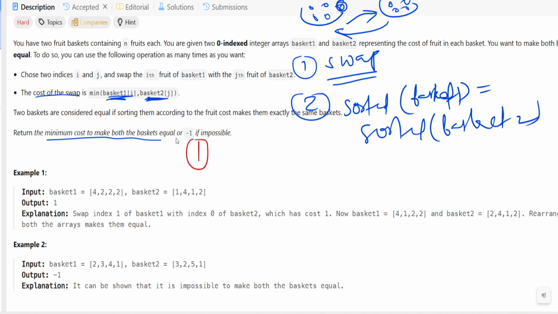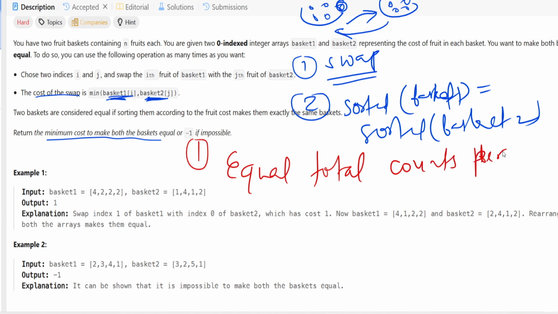Yes, equal, right? We have to do what? Equal total counts per fruit. Okay. So very first, the important condition is equal total counts.